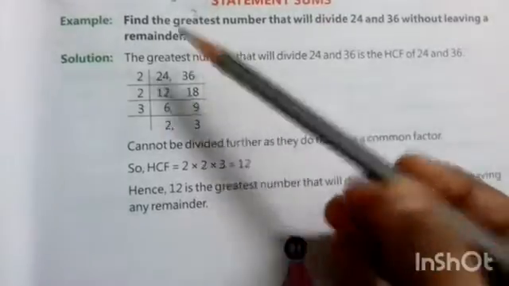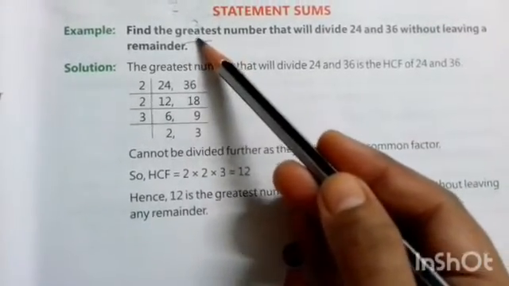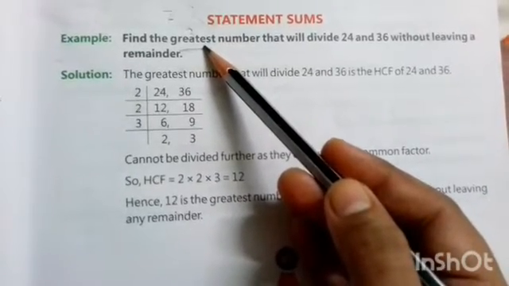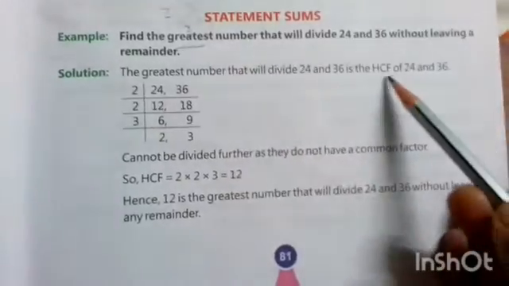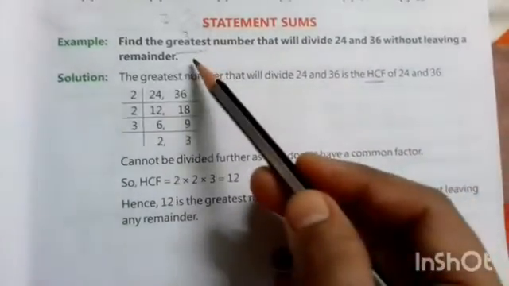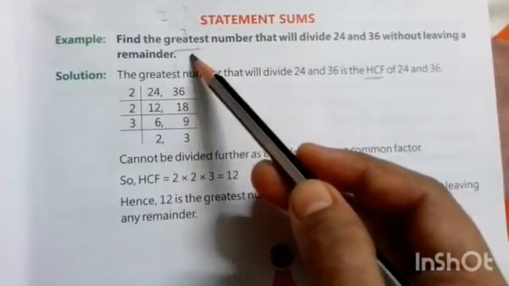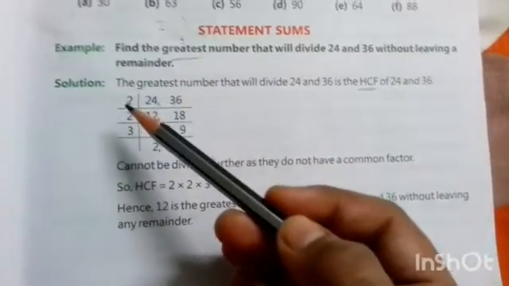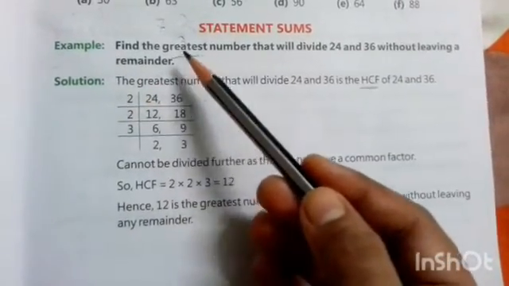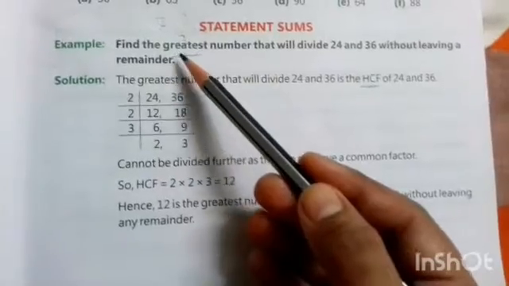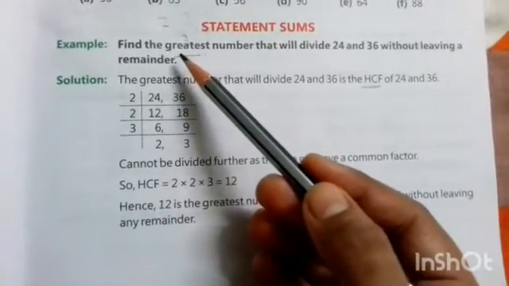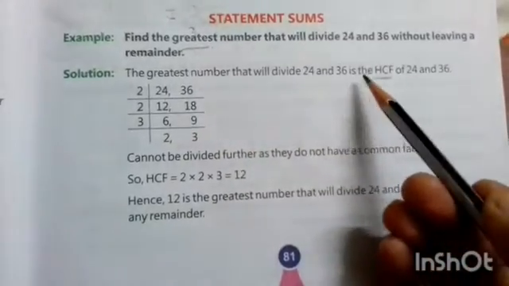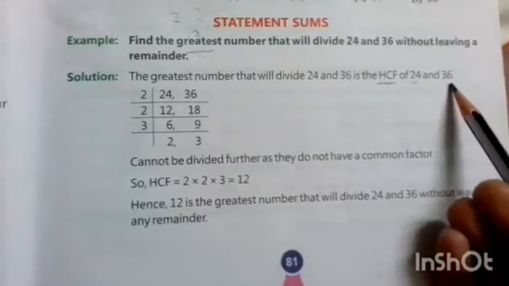Find the greatest number. Here it asks for the greatest number. Wherever it asks for the greatest number, larger number, or bigger number, you do HCF. If it asks for the least number, smallest number, or minimum number, you do LCM, which I will explain later. But if it asks for greatest, maximum, or bigger, you do HCF. So the greatest number that will divide 24 and 36 is the HCF of 24 and 36.